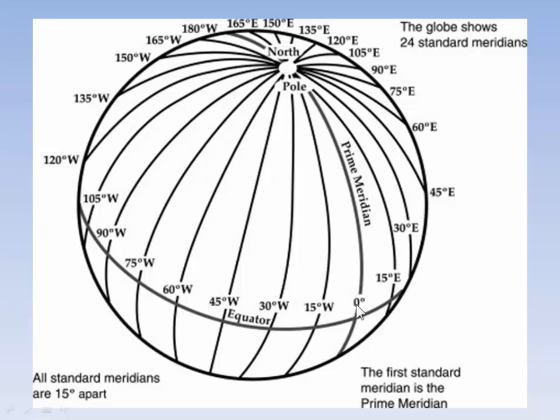If we go west from the prime meridian, then we label them west. So this would be 15 degrees west, 30 degrees west, 45 degrees west, and so forth, because we're in the western hemisphere.